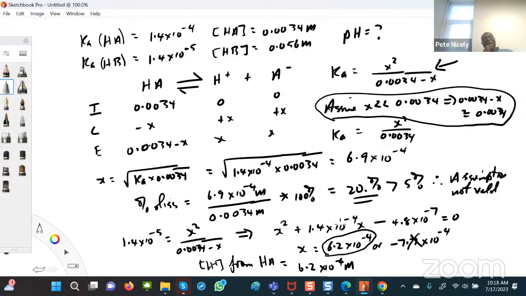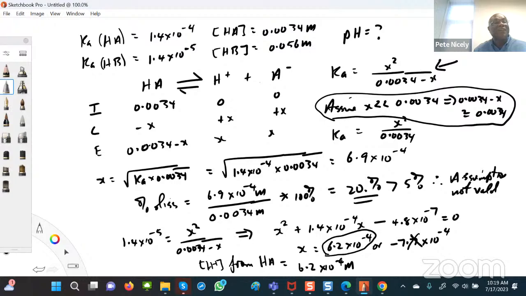Now we need to do something very similar in the case of HB, which would be the propionic acid. I'm going to need some more space. Maybe I can cheat a bit. But before I move on, any questions about all that I've done here? Any questions?